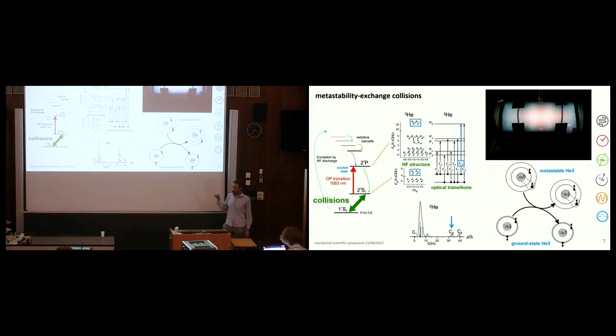When this collision happens, the electron spin and the nuclear spin exchange between the metastable and the ground state atoms. So you can optically address the metastable atoms and polarize them, and because of the hyperfine interaction between the nucleus and the electron, this also gives a polarization of the nuclear spin. Then through this metastability exchange collision, you transfer the nuclear polarization to the nucleus of the ground state atoms.